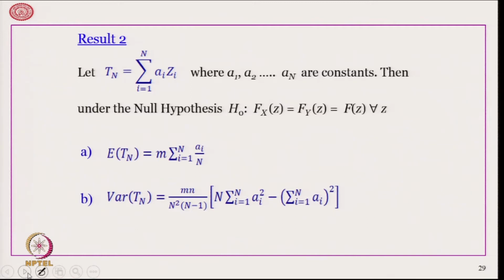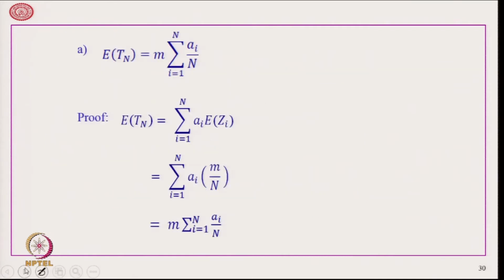Let T_n = Σ a_i z_i, where a_1, a_2, ..., a_n are constants. Then under the null hypothesis, the expected value of T_n is equal to m times Σ_{i=1}^{n} a_i upon capital N, and the variance of T_n is equal to m n upon N square into (N − 1) multiplied by [N Σ a_i² − (Σ a_i)²]. So, let us prove it.